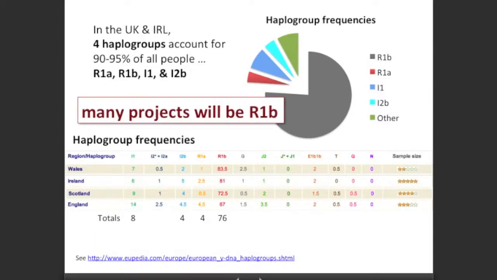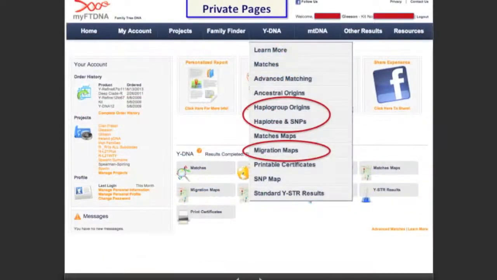R1b can be a problem because many projects will be R1b and nothing but R1b, and trying to differentiate between the different subgroups of R1b is very difficult. Debbie will touch on that this afternoon as well.